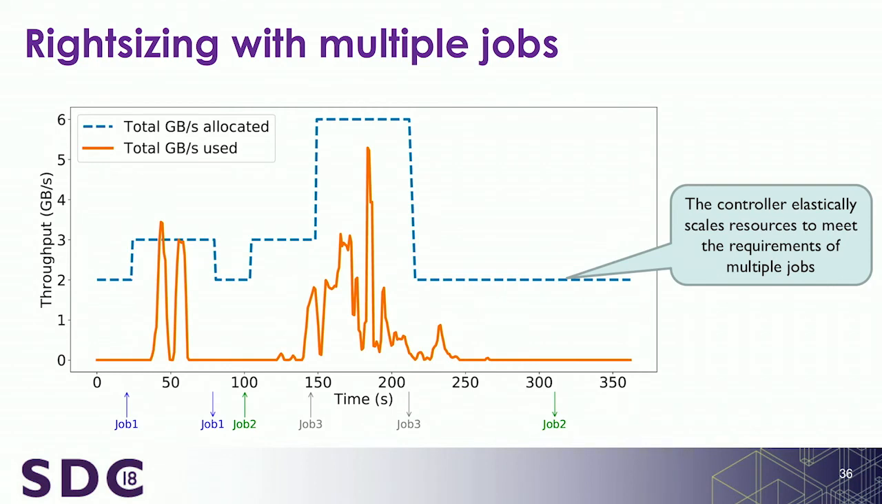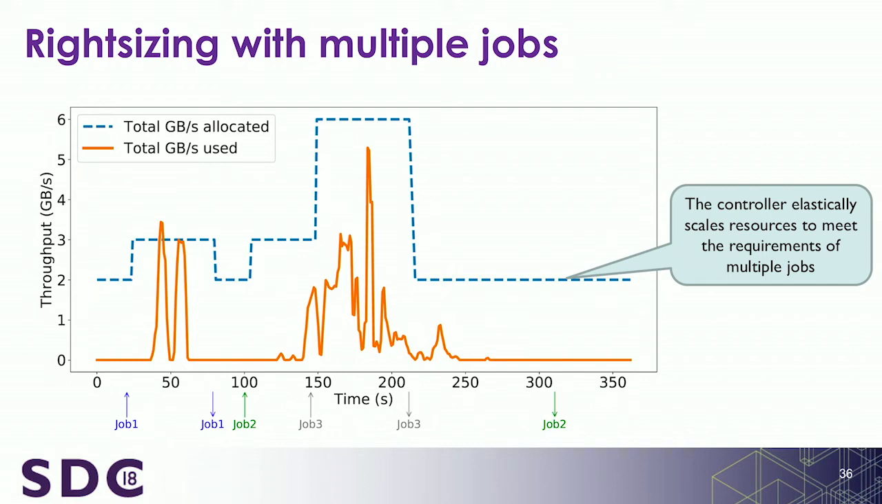Next, we look at how Pocket right-sizes resources as multiple jobs enter and leave the system. Here on the x-axis, we're plotting time. We have up arrows indicating when a job has arrived or registered with the system, and a down arrow indicating when the job deregisters. In the orange line, we're plotting the aggregate throughput that we observe from Pocket storage servers. And the dotted blue line shows the throughput that the controller has provisioned, with the rule of thumb that each of these nodes gives us 1 gigabyte per second. That is roughly the throughput that we see these nodes providing.